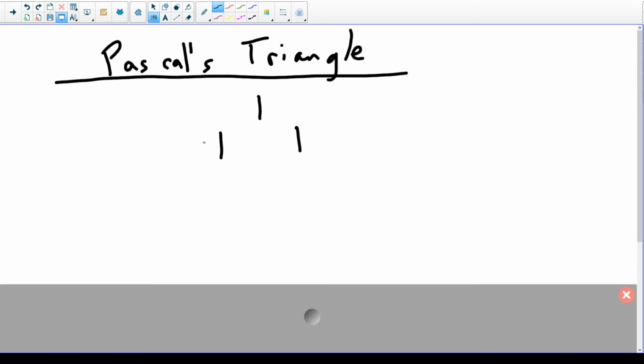Now for the next row, we're going to do 1 plus 0 is 1. But then these two numbers are side by side, 1 plus 1 is 2. And then we do 1 plus 0 is 1. And then you keep going. 1 plus 0 is 1. 1 plus 2 is 3. And this is where I made my mistake in the previous lesson. I thought this was 4 for some reason. 1 plus 2 is 3. 2 plus 1 is 3. And then 1 plus 0 is 1. Okay?